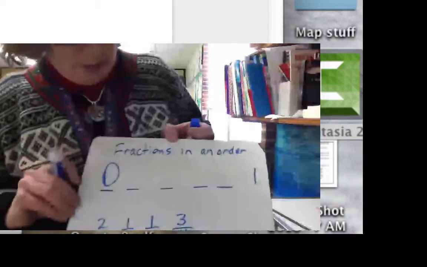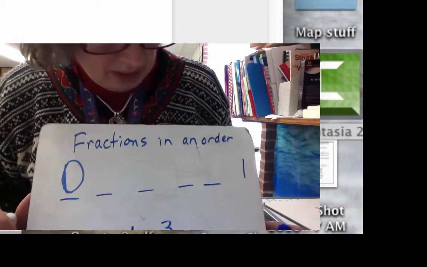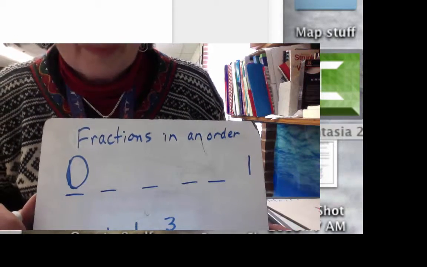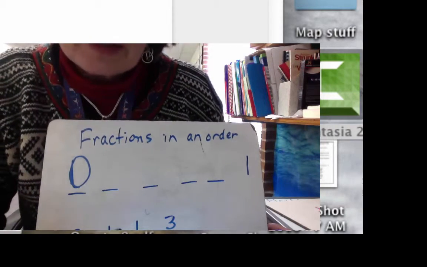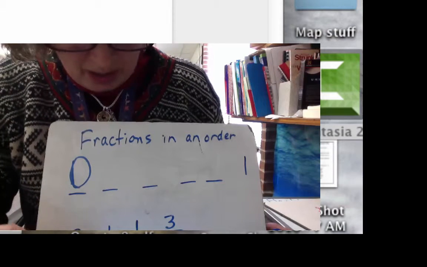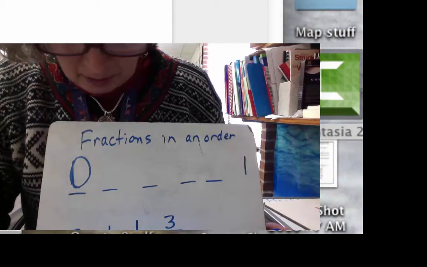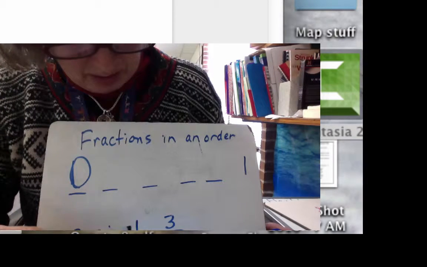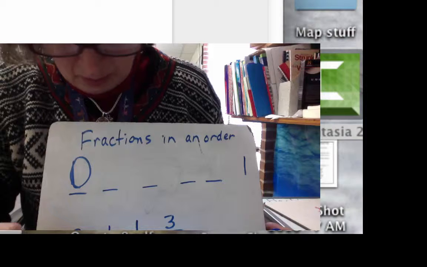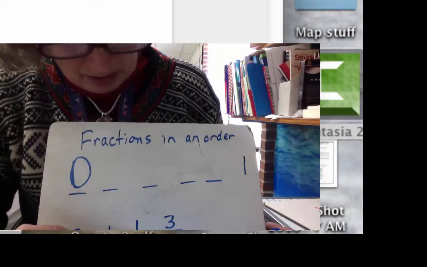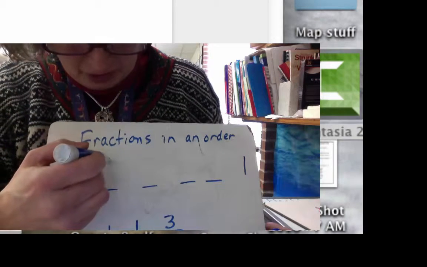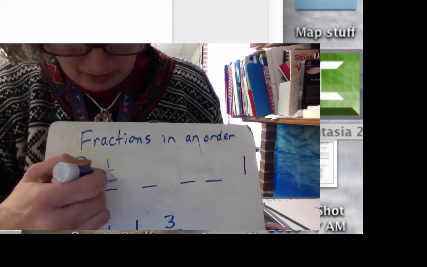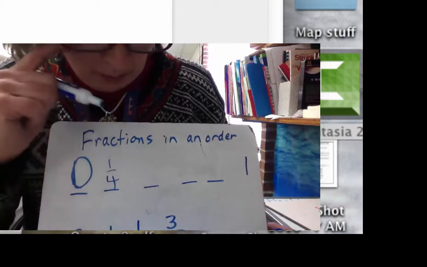Now, if we take a look at being able to put fractions in order, this is something that you're going to need to know how to do. Often you start at 0 and you end at 1, at least in 5th grade you do that. And you think to yourself, well, which one do I think is smallest? And I think, well, it could be the 1/4. That looks pretty small. So just for right now, we can write in 1/4. And if we change our mind, we can move it.